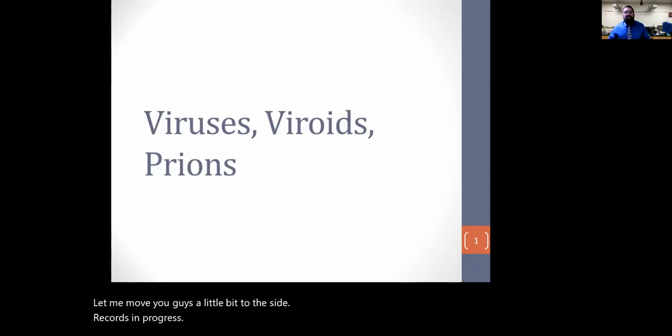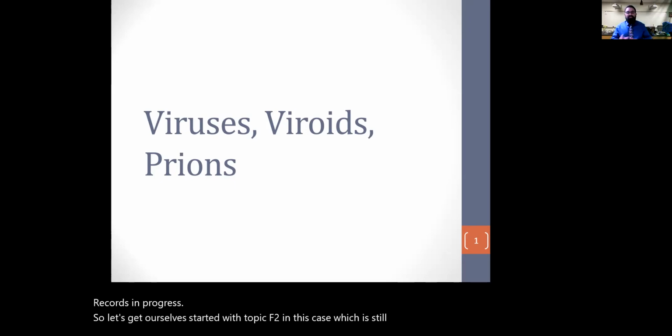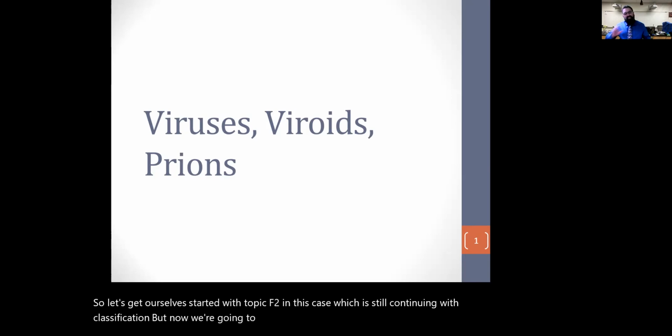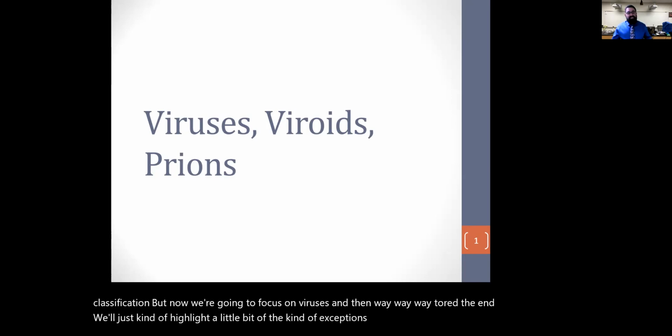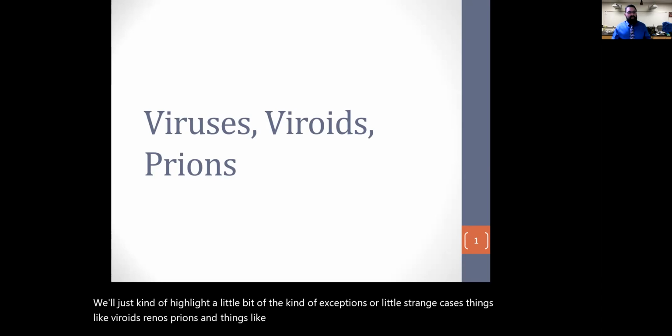Let's get ourselves started with topic F2 in this case, which is still continuing with classification, but now we're going to focus on viruses. And then way towards the end, we'll just highlight a little bit of the exceptions or strange cases, things like viroids, virinos, prions, and things like that. Right? But let's cover what we want to know.